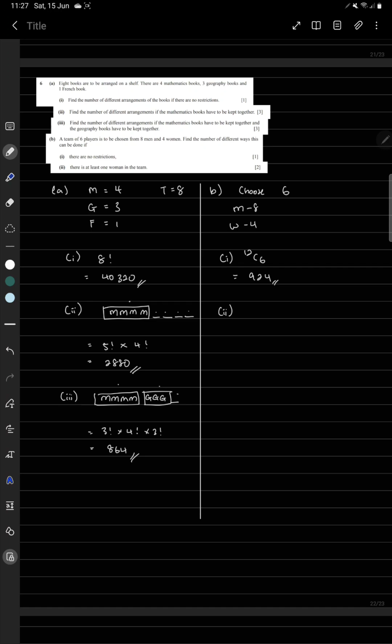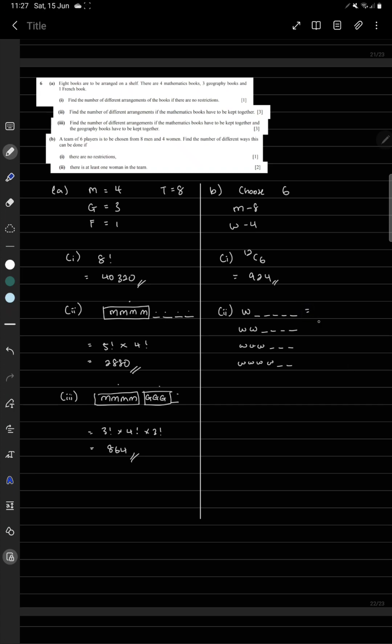Our next question is, there is at least 1 woman in the team. Now, at least 1 woman. So we have 6 players you want to choose. We start with 1 woman and the rest are going to be men: 1, 2, 3, 4, 5. Then we move on to 2 women and 4 men. 3 women and 3 men. 4 women and 2 men. We don't have 5 women, so we only stop at 4 women.